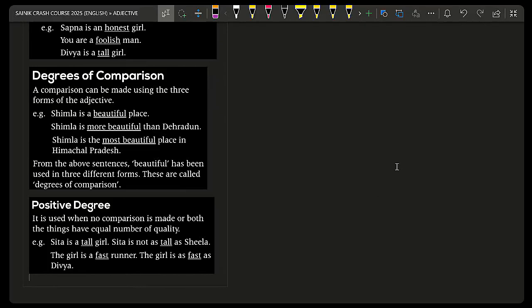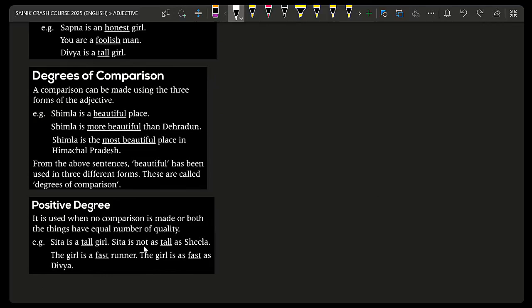So here you can see whenever "as" is there, we can use comparison, but the positive degree must be used. Remember this: whenever "as" comes for comparison, the degree used must be the positive degree only. Don't say that Sita is not as taller as Sheila. Use only the positive degree, tall only. Remember that.